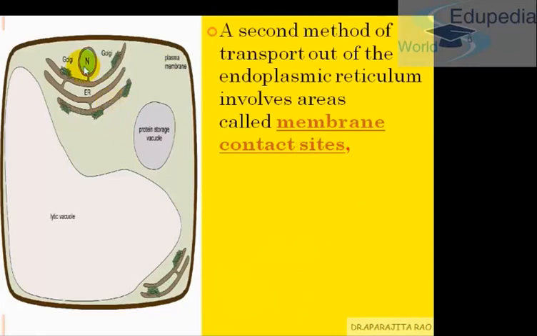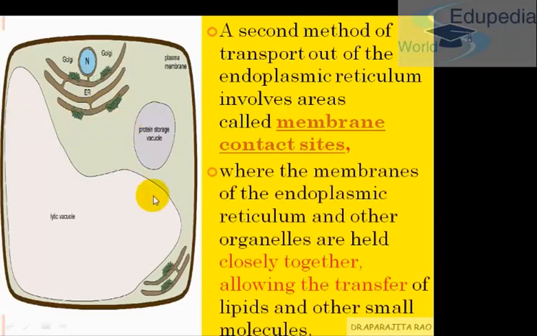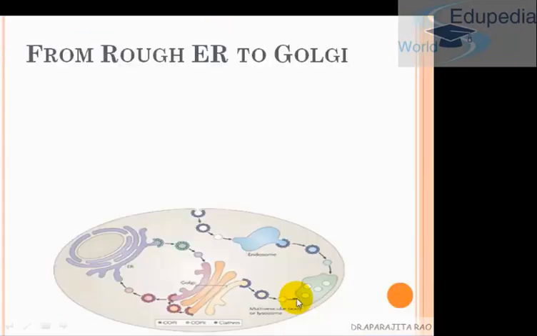The third way of transport is membrane contact sites. If you see in the picture here, there are contacts between the nucleus, the Golgi apparatus and the endoplasmic reticulum, and these contacts help in the transport of the materials. Because they are closely related, the transfer takes place very easily.